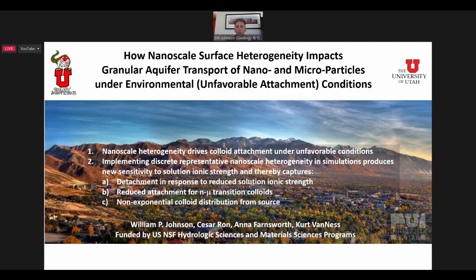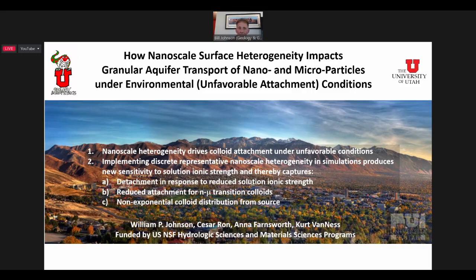So what I'm going to talk about is the fact that you need nanoscale heterogeneity to explain colloid attachment to grain surfaces under environmental conditions, but that also extends to many, many other contexts, including transport and biological systems, including transport and engineered systems, wherein you have repulsion between the particles or the colloids and the surfaces. And so what we do is implement something we call discrete representative nanoscale heterogeneity into simulations. And what we find is when we do that, we can capture the sensitivities to solution ionic strength and to the size of the colloid.